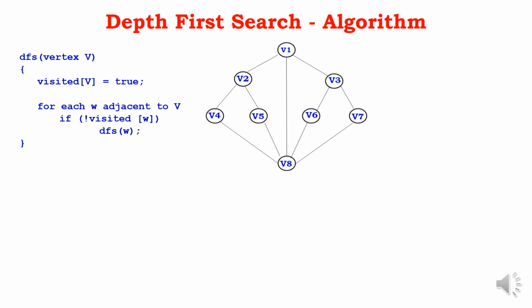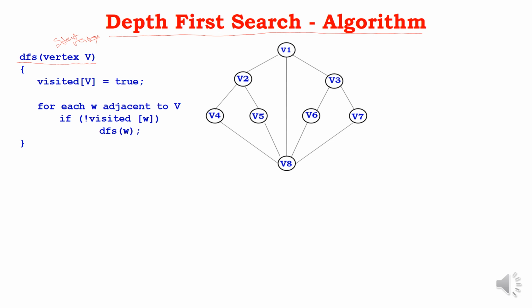Let me explain the algorithm to traverse a graph using the depth first search method. Depth first search algorithm, DFS. DFS of vertex V. Vertex V is the formal parameter here. We normally pass the start vertex.